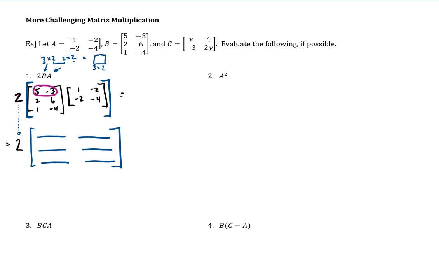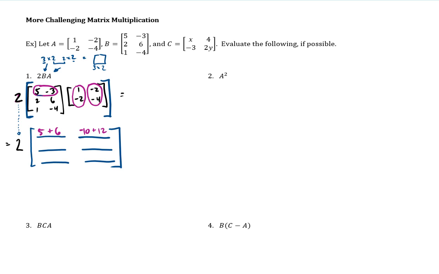By definition, we do the row of the first one times the columns of the second one. So here we would have 5 times 1 is 5. And then negative 3 times negative 2 would be plus 6, because negative and negative is positive. And then we do it again to the next column, and we just move it to the right for our answer. So we have 5 times negative 2 would be negative 10. And then negative 3 times negative 4 would be positive 12. And then from there, we'll eventually combine those like terms. Okay, and then let's keep it going.